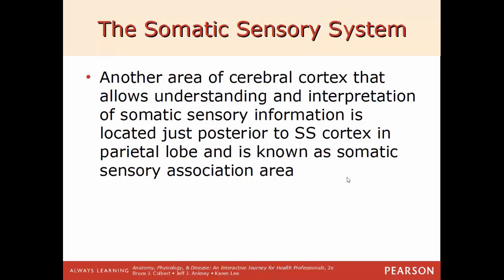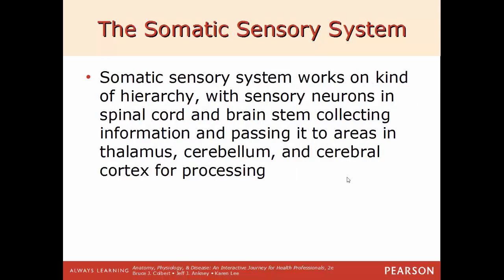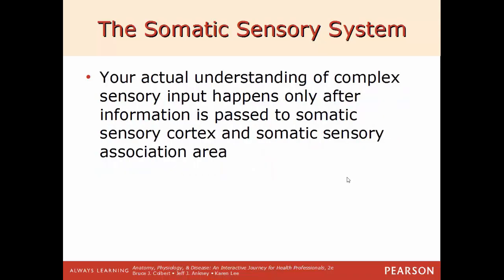Another area of the cerebral cortex that allows understanding and interpretation of the somatic sensory information is located just posterior to the SS cortex in the parietal lobe. This is called the somatic sensory association area. Now, the somatic sensory system works on a kind of hierarchy, where sensory neurons in the spinal cord and the brainstem collect information and then pass it on to areas of the thalamus, of the cerebellum, and of the cerebral cortex to be processed. So your actual understanding of a complex sensory input happens only after information gets passed to the somatic sensory cortex and somatic sensory association areas.